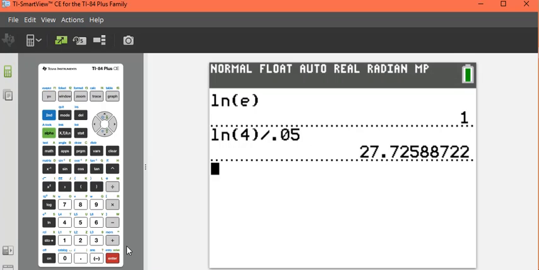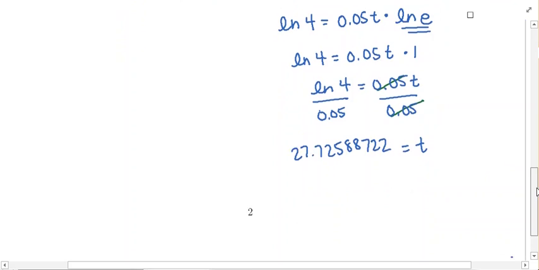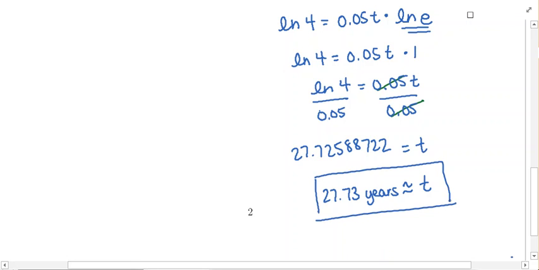Like I said, because this doesn't have an m value, we're just going to leave our time as a decimal here. It is what it is. All right, so here's your output from the calculator. I'll go ahead and round time. We'll say time is approximately 27.73 years. All right, and that's all you have to do.